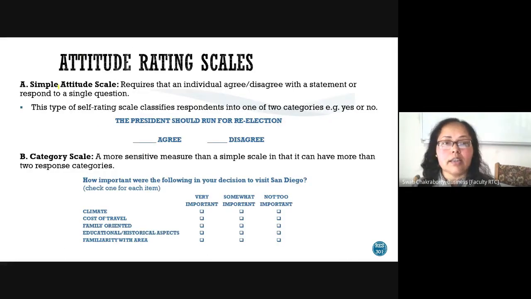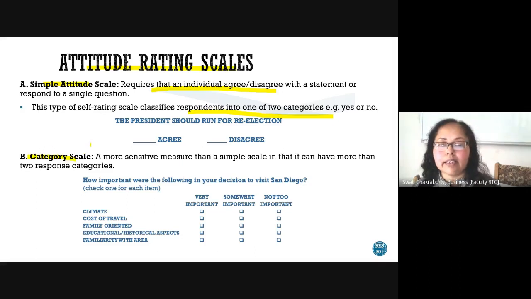So see, attitude rating scales. A simple attitude rating scale requires an individual to agree or disagree with a statement or respond to a simple question, one single question. This particular type of rating classifies respondents into one of two categories, either yes or no. Say, the president should run for re-election: agree, disagree.